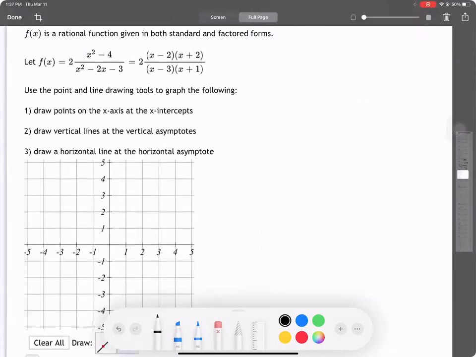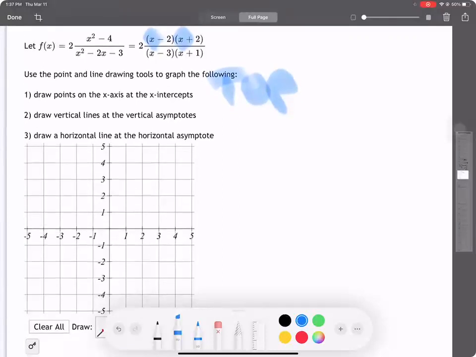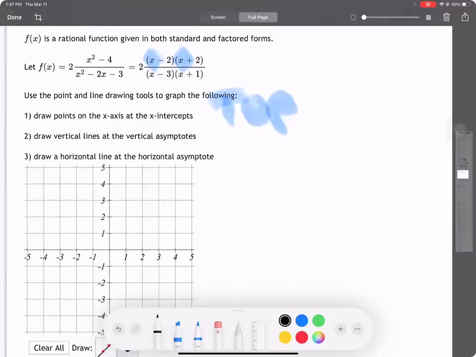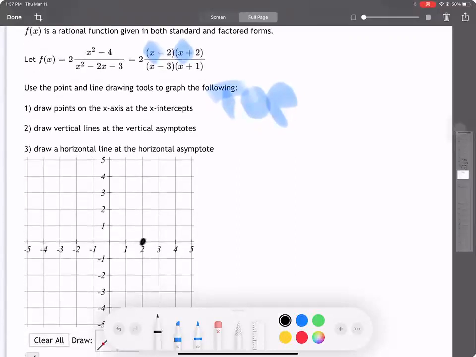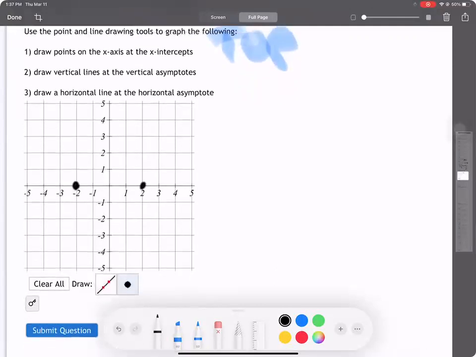Sure. When does this graph go to 0? Look up here. That's the top. And top goes to 0 at 2 and -2. All right, that's what they want us to draw using this dot feature on the bottom.